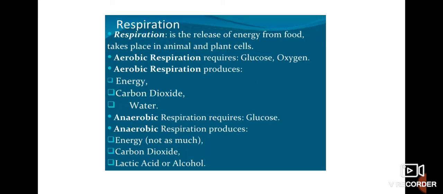Now, respiration is classified into two groups: aerobic respiration and anaerobic respiration. In this slide, if you see, aerobic respiration requires glucose and oxygen, and it will produce energy, carbon dioxide, and water. Whereas anaerobic respiration will require only glucose, and will produce very little energy, carbon dioxide, and lactic acid or alcohol. When we describe these two processes, it will become easier for you to understand.